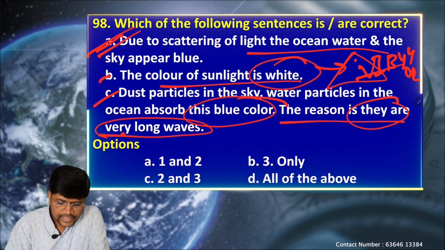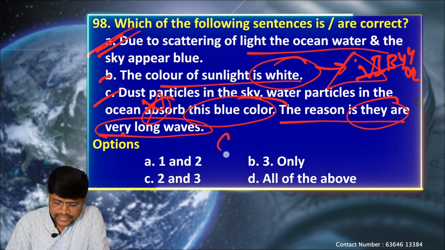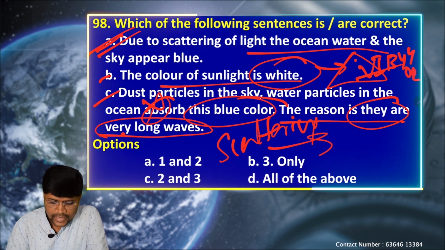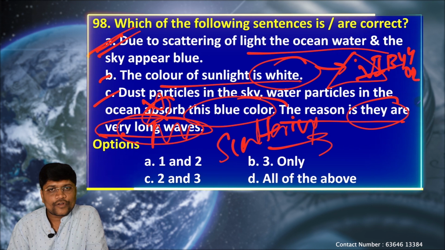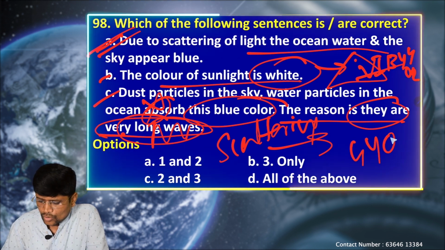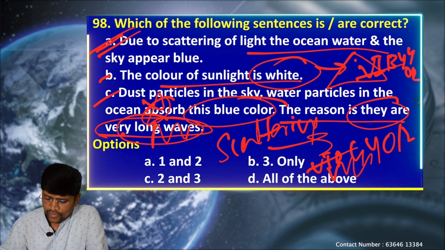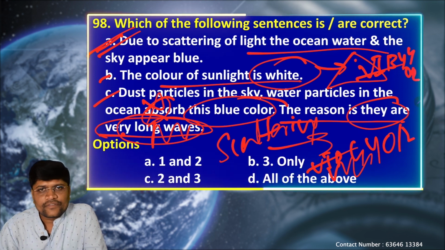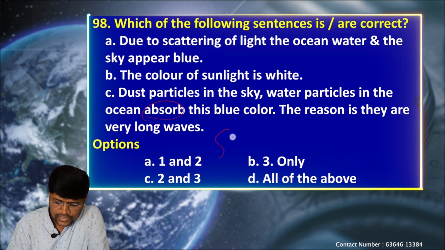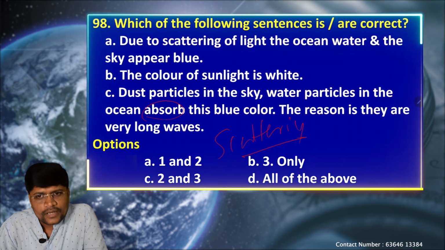No, the dust particles in the sky are not absorbing, they are scattering it, and because of the scattering only. Why are they scattering? Because they are very short wavelength. If they were long wavelength, they would certainly have been absorbed, just like the green, yellow, orange and red. But violet, indigo, blue have very high frequency, and because of the high frequency it is very difficult to absorb. That's why there is scattering, and because of the scattering only, those two appear in blue color.